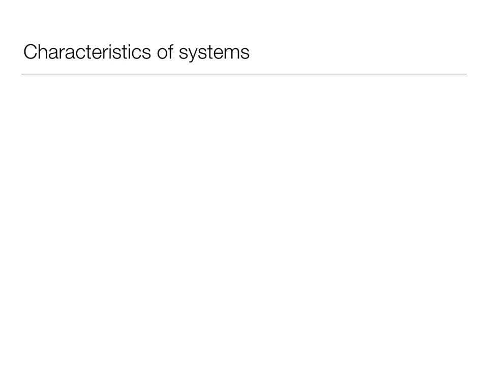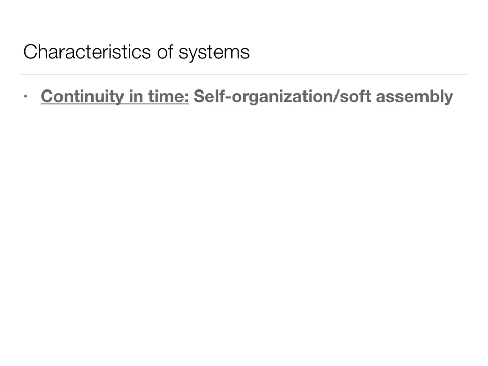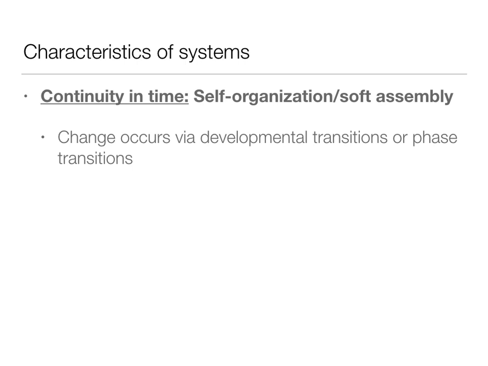Other characteristics of the system are continuity in time, and self-organization or soft assembly, meaning the system organizes itself, and this change occurs via developmental transitions or phase transitions. And again, a change on one level, say we get better synaptic connections and better brain communication, those changes on synapses can cause changes on these other things. So the system self-organizes itself in that way.